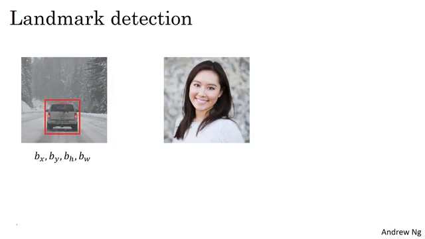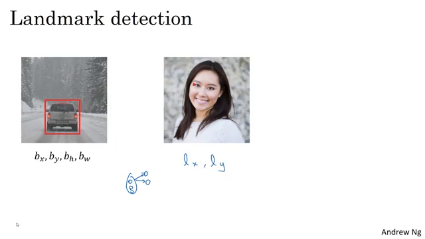Let's say you're building a face recognition application, and for some reason you want the algorithm to tell you where the corner of someone's eye is. So that point has an x and y coordinate, so you can just have a neural network have its final layer output two more numbers, which I'm going to call Lx and Ly, to just tell you the coordinates of that corner of the person's eye.